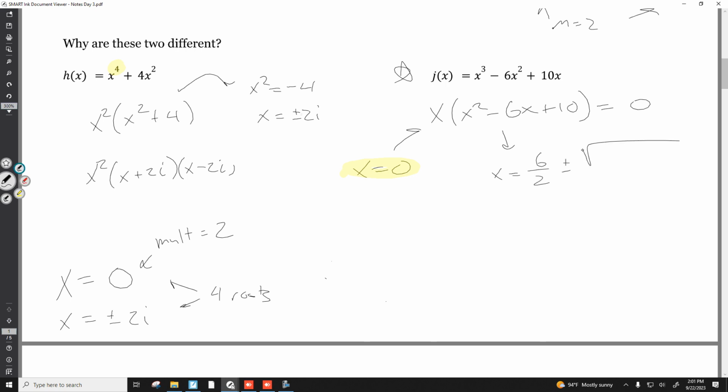Don't be annoyed by the quadratic formula. It's not that bad if you do the work just to the side. B squared is 36. 36 minus 4 times 1 times 10 is 36 minus 40. That's not that bad. If you don't want to use the quadratic formula, go ahead and complete the square. Yeah, I don't want to do that either. It's actually not that bad.